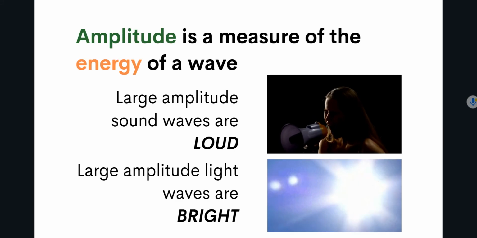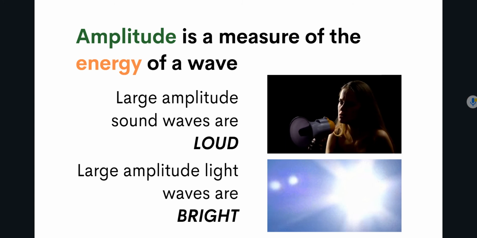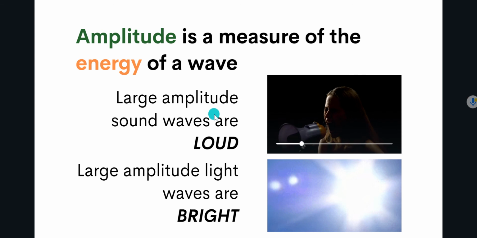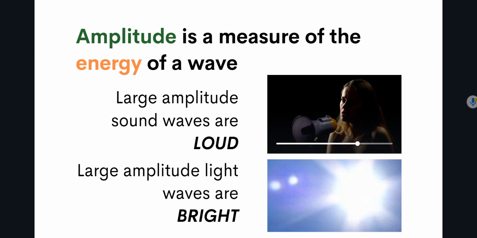Amplitude of a wave is a measure of the energy of the wave. So the greater the energy, the greater the amplitude, the greater the disturbance from that equilibrium line, the higher a transverse wave is, or the more compressed these compressions are in a longitudinal wave. A sound wave is a longitudinal wave, and somebody screaming would be compressing a lot of these particles together very quickly and very efficiently.